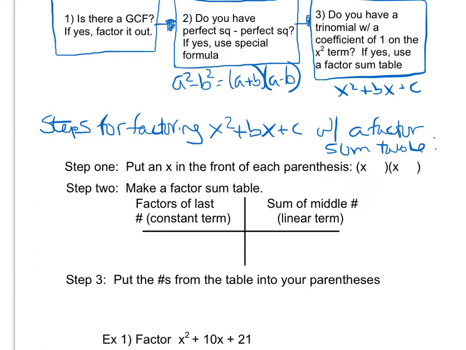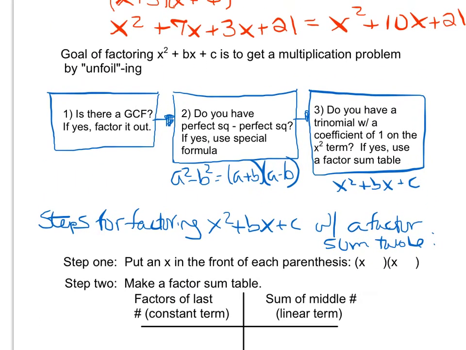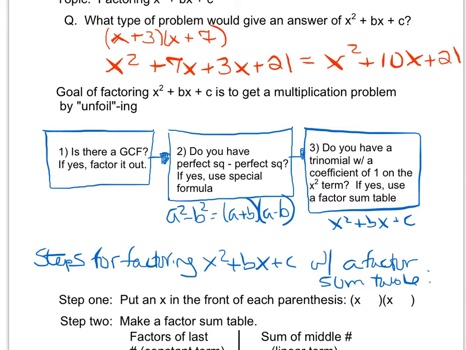parentheses, because as we just looked at, if I have the x in the front of both sets of my parentheses, those first times first do multiply to give me that x squared. And then notice that also, just to give a little bit of background of where this factor sum table is coming from, that these last numbers add to give me my middle term, and these last two numbers multiplied to give me my last term.